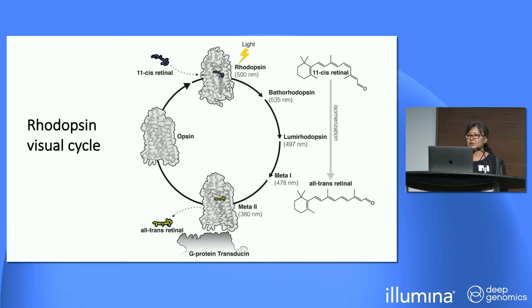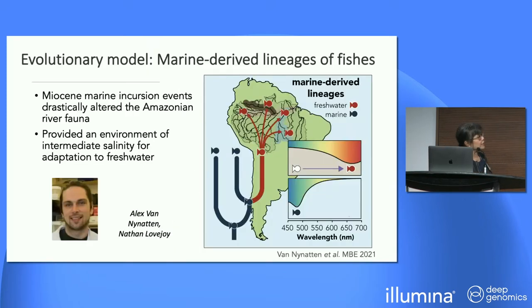Okay, so let me talk about a recent study out of my lab that was done by a former graduate student, Alex, in collaboration with Nathan Lovejoy. One of the most interesting evolutionary transitions involves lineages of aquatic organisms that have colonized freshwater from marine ancestors. So you could imagine that this massive transition, of course, was accompanied by adaptation at many different levels, right? All kinds of adaptations to the differences in ecology and physiology, including osmoregulatory mechanisms, but also sensory systems.